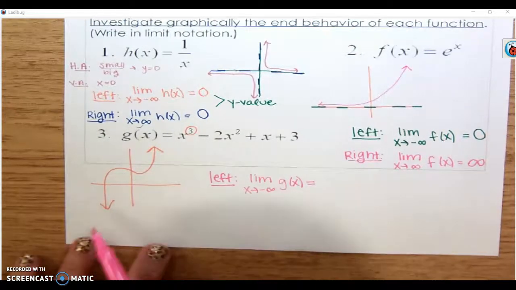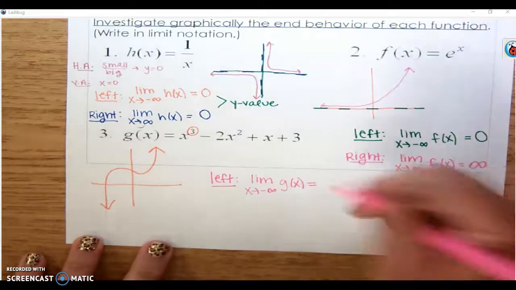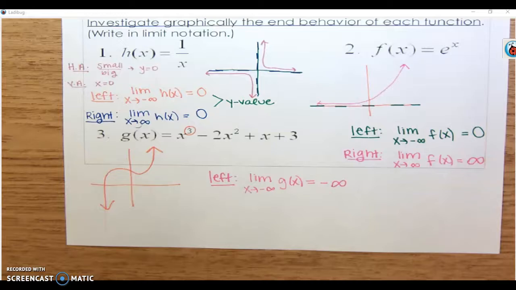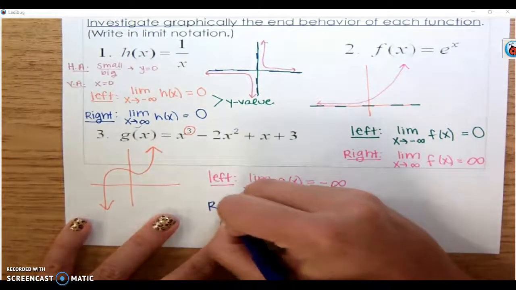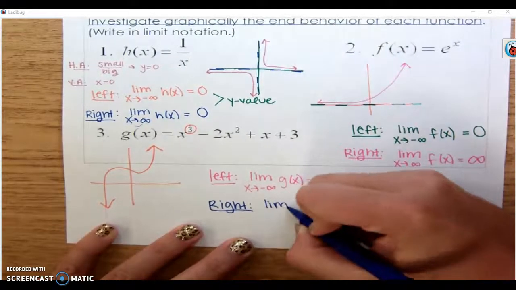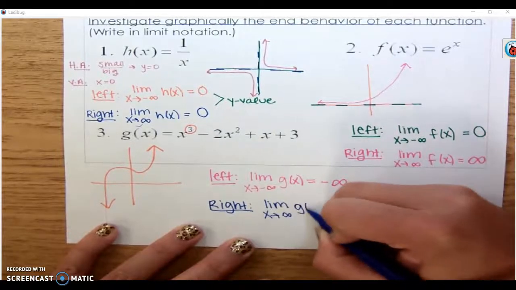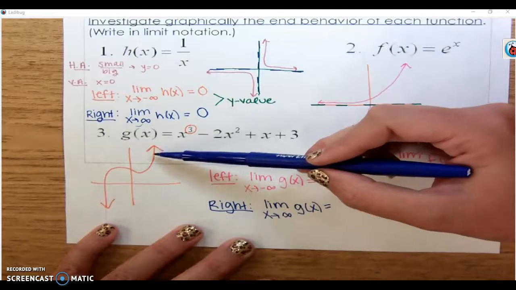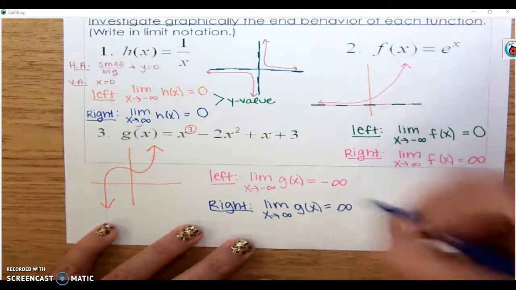So let's take a look at the left side of this graph. This graph keeps going down and down and down. Those y values keep getting smaller and smaller. So this is going to be approaching negative infinity. And then if we look at the right side, alright, so the right side's always going to be the limit as x approaches positive infinity. And then we're going to have g of x, so that's what it's called, equals. Now, on the right side of this graph, this end behavior keeps going up and keeps getting bigger and bigger and bigger y values, so that's going to be equal to infinity.